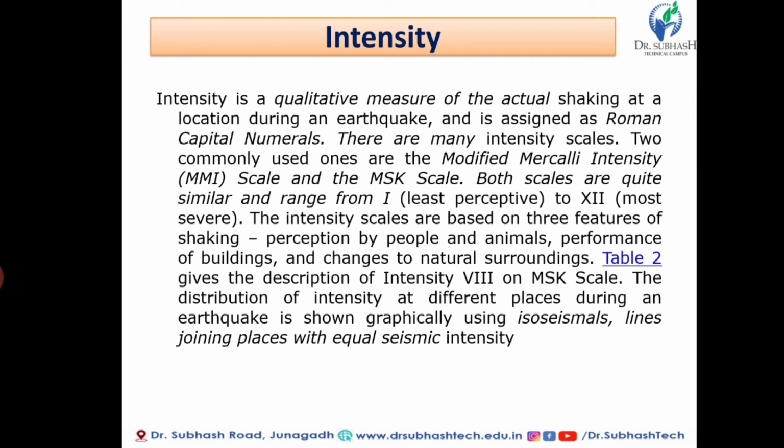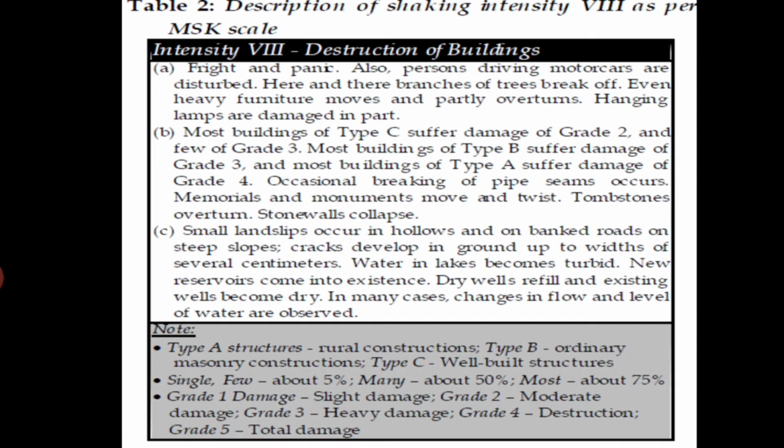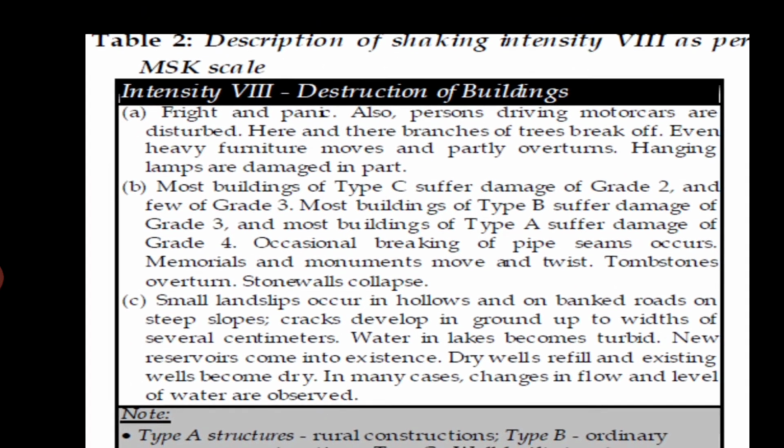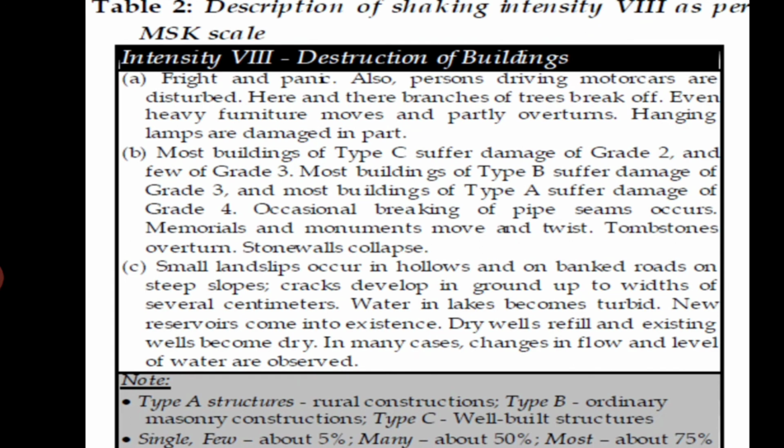The distribution of intensity at different places during an earthquake is shown graphically using lines joining places of equal seismic intensity. Now let us see this table. This table is described in our IS code. Intensity 8 damage to buildings: you can see that it's a very useful table. This describes the intensity 8 damage to buildings. What damage is done to buildings during intensity 8 on the MSK scale?